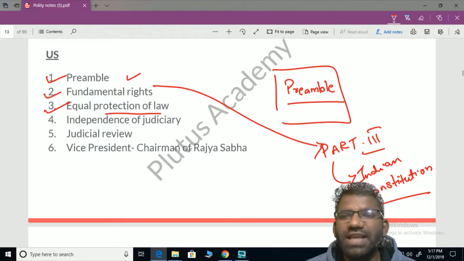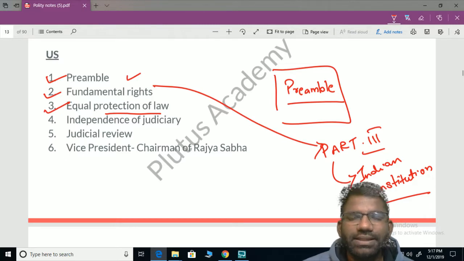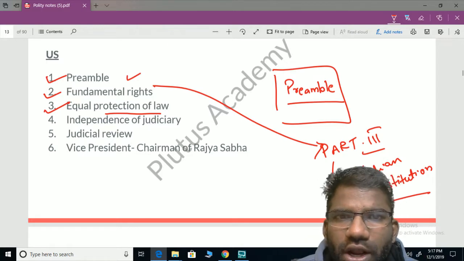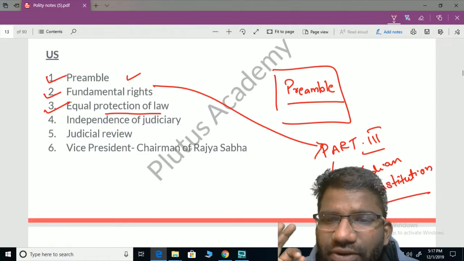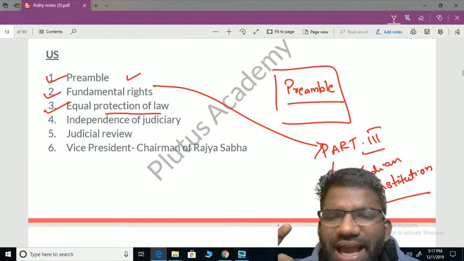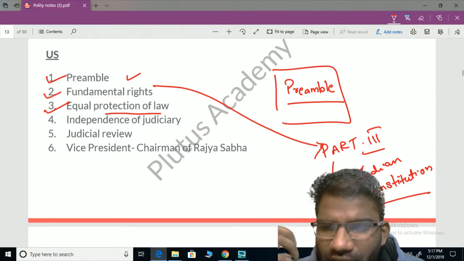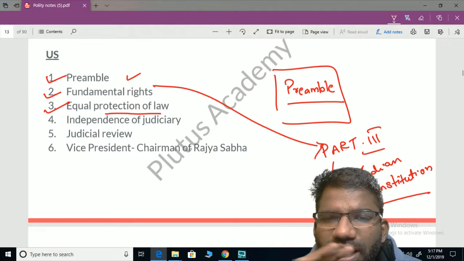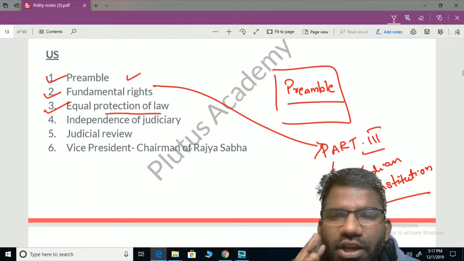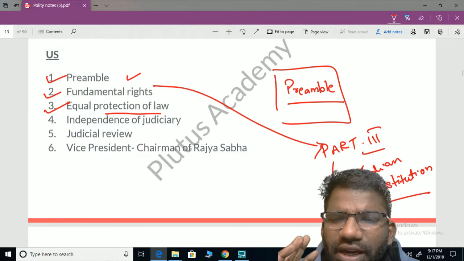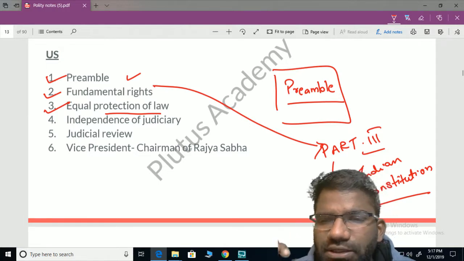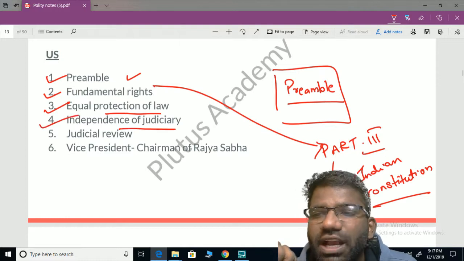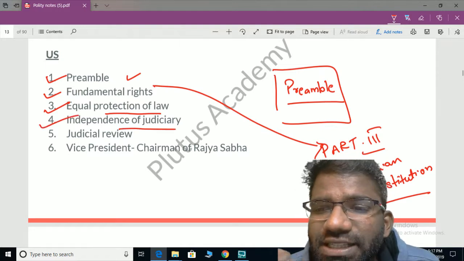The fourth point which has been taken from the Constitution of the United States of America is independence of judiciary. No individual or authority has the right to indulge in judicial aspects. No one is given the authority to enter into the judiciary. The judiciary is an independent authority. No one has any right to interfere in the judiciary's matters. So independence of judiciary has also been taken from the Constitution of the United States of America.